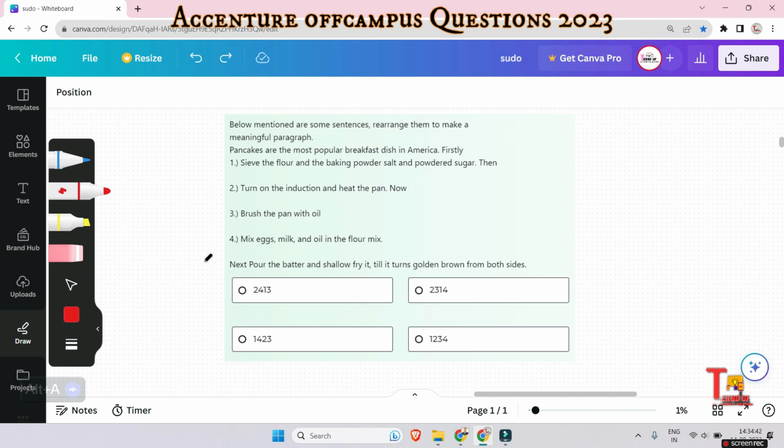Okay, I'm answering. The answer will be actually 1423. How? Let's read the question in this sequence so that it could be easier, right? Sieve the flour and the baking powder, salt and powdered sugar. Then mix eggs, milk and oil into the flour mix. Turn on the induction and heat the pan. Now brush the pan with oil. This is so meaningful, right? So this will be the answer.